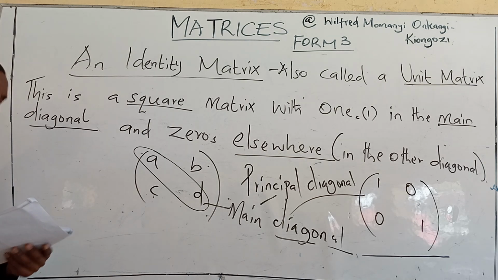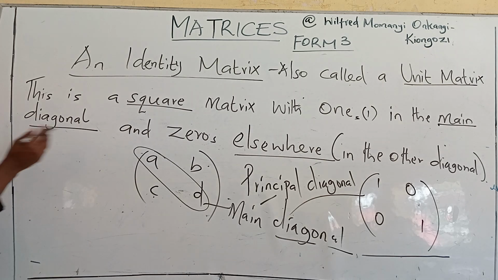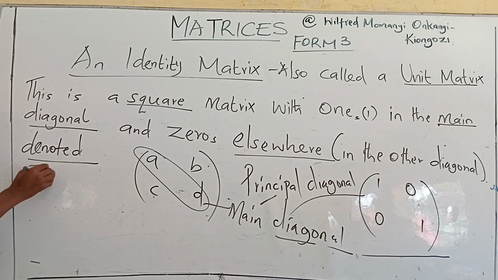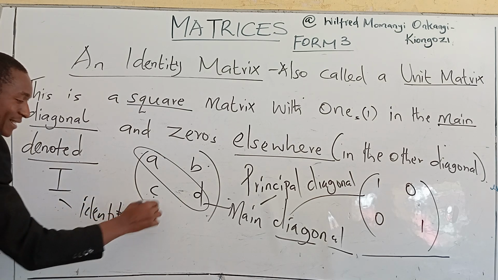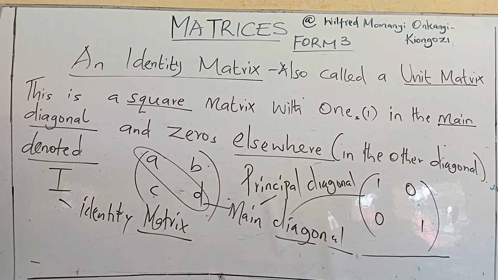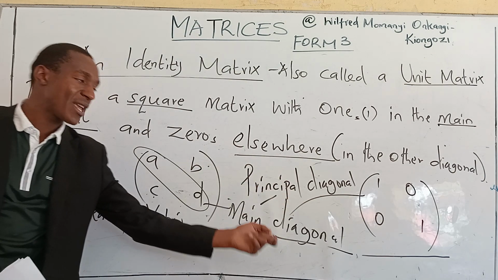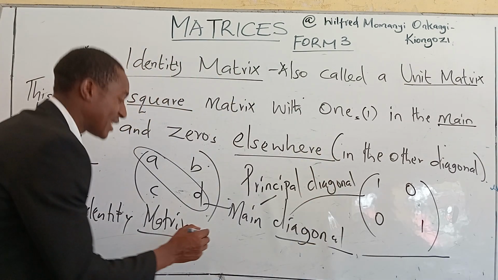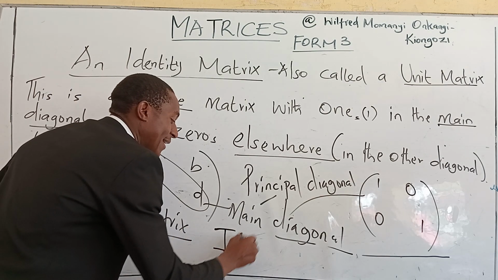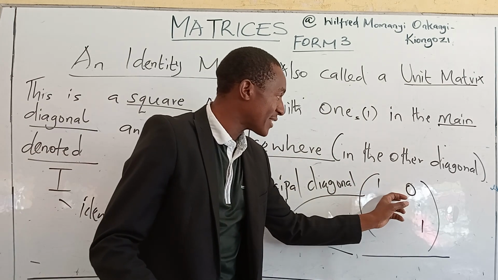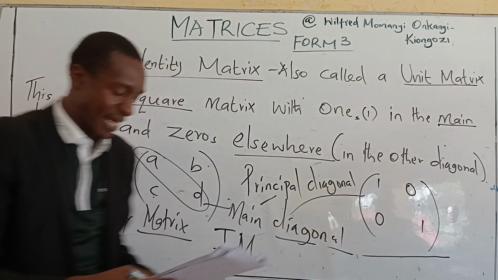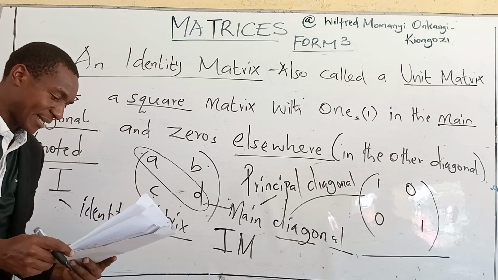So that one, I hope you have it. Then denoting an identity matrix: this matrix is denoted by capital I. Capital I stands for an identity matrix. So if, for example, you're multiplying an identity matrix with another matrix, you will say I times that matrix. Of course, there is something we shall talk about: the identity matrix multiplied by another matrix.